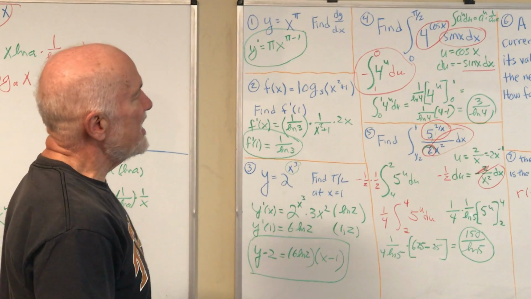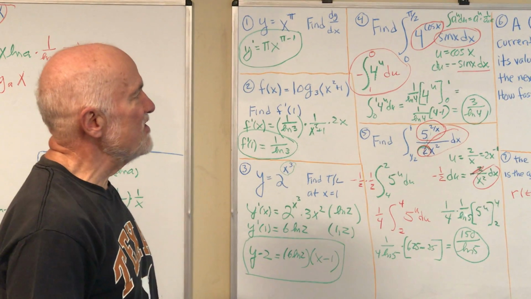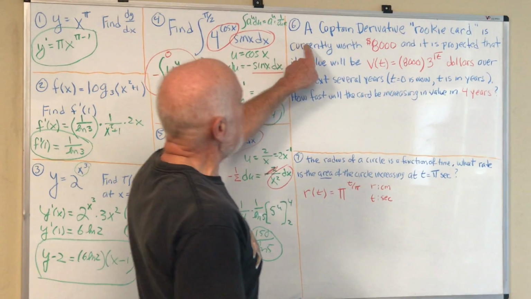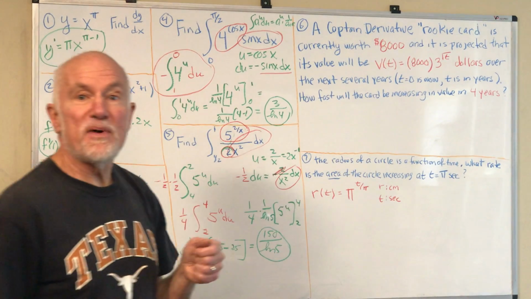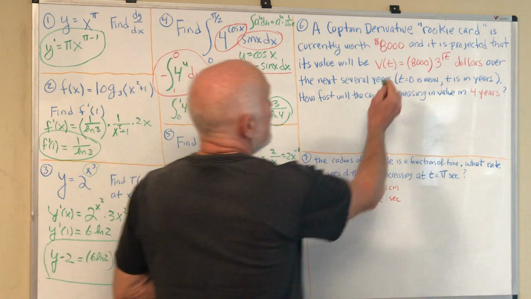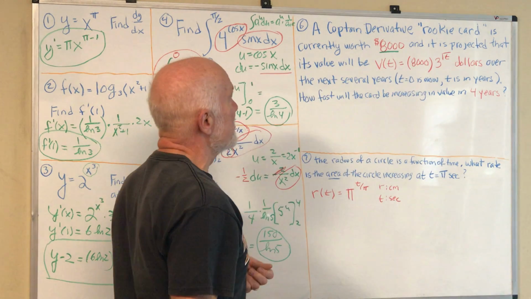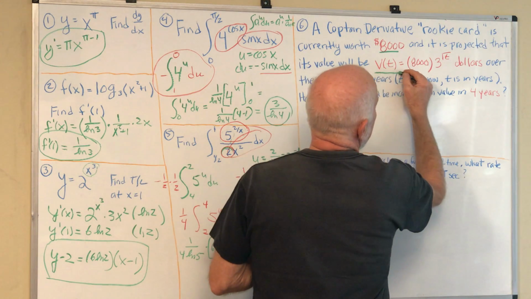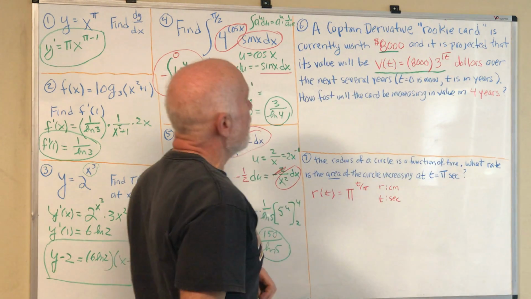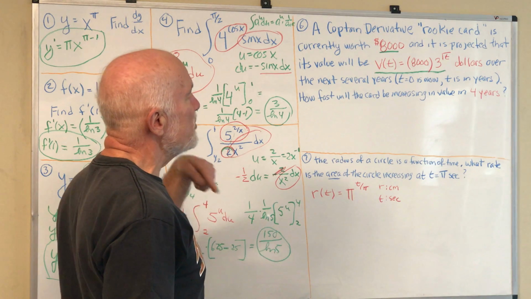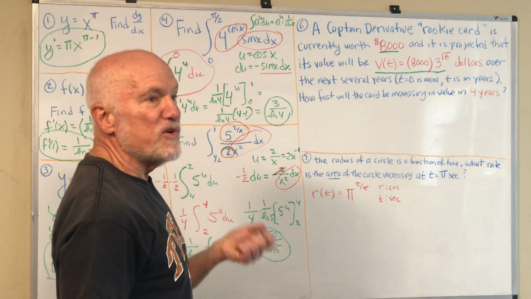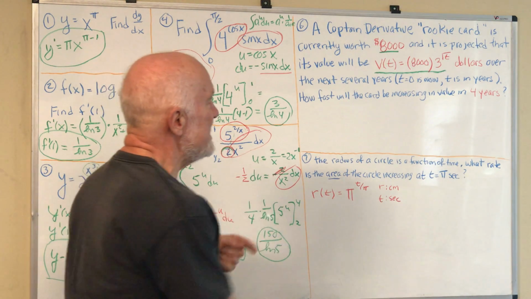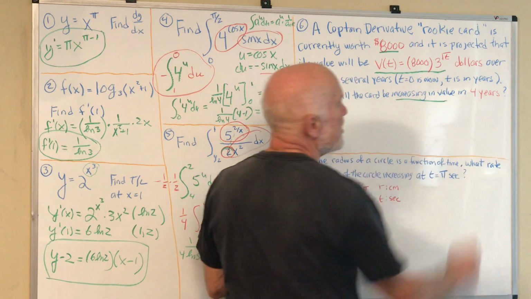Okay, so let's end with a couple of word problems. And this, again, is reviewing some of the things we've done earlier in the year. So, a captain derivative rookie card, I don't know if anybody has any of those, but they're worth, right now, $8,000. And it's projected that their value is going to be that many dollars over the next several years, where t equals 0 is now, and t is measured in years. How fast will the card be increasing in value in 4 years?